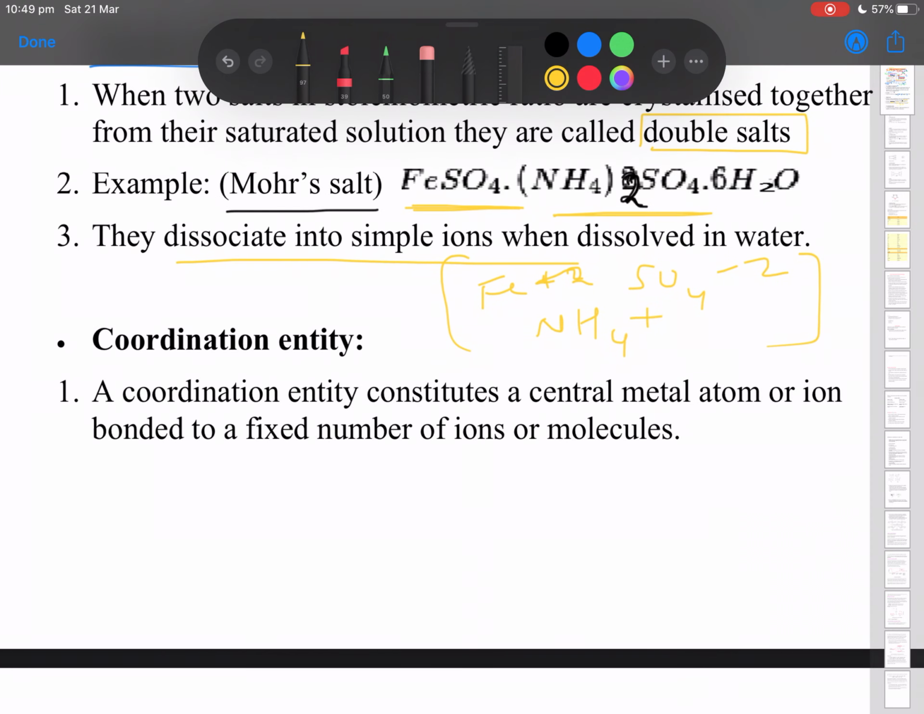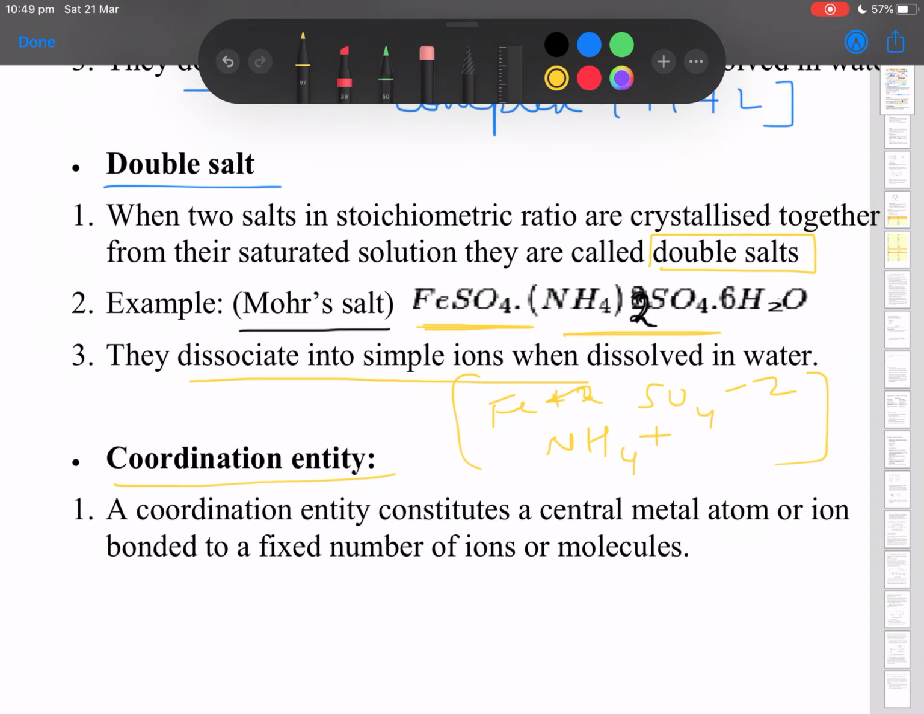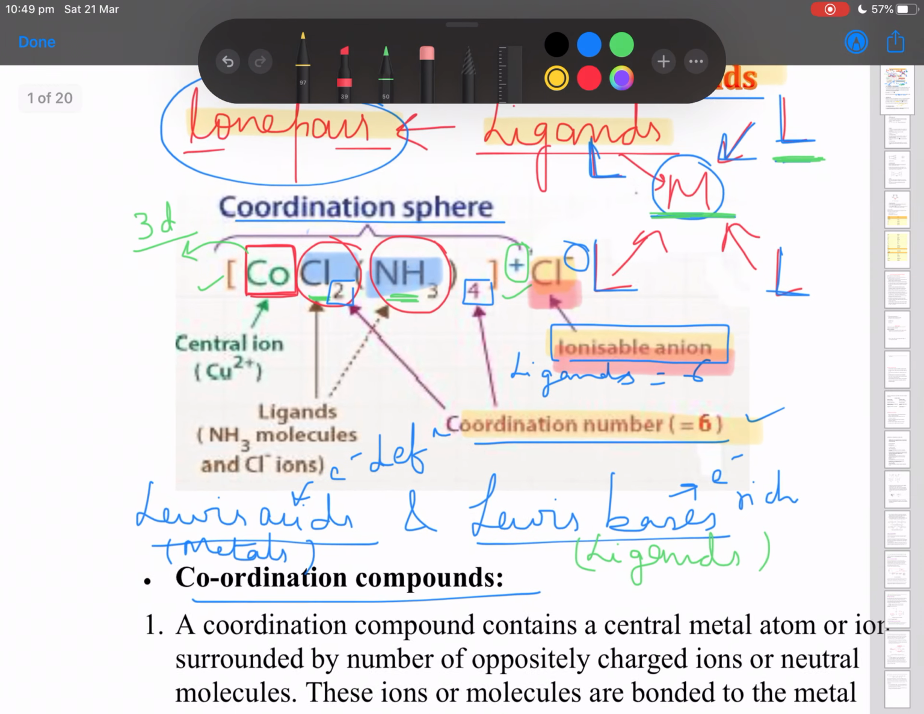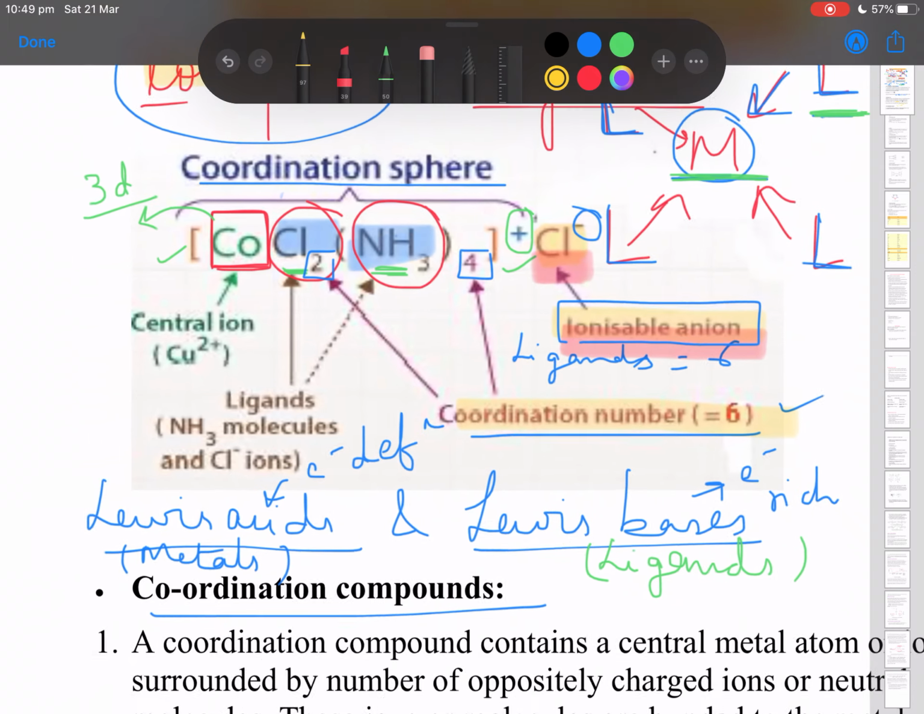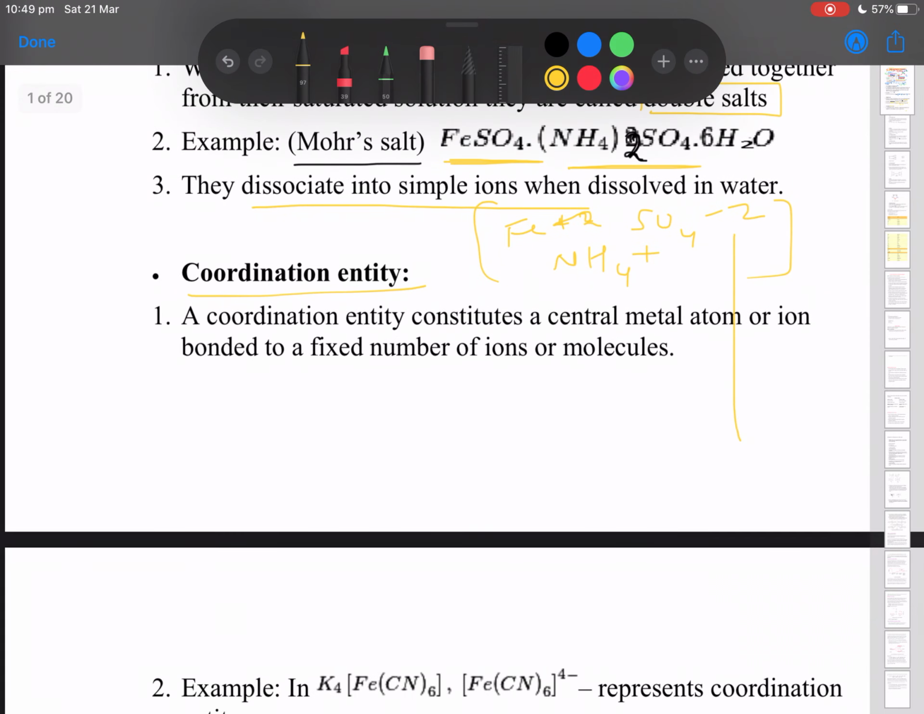Fine. So these terms I have already described before. Coordination entity means what is sitting within the square bracket. Here, if you can see, this entire thing from cobalt, that means within the square bracket, which consists of cobalt, a central metal atom, Cl2, a ligand, NH3 whole 4, another type of ligand. So this entire thing which is within the square bracket is known as the coordination entity. Okay, so this we have understood very clearly over here.